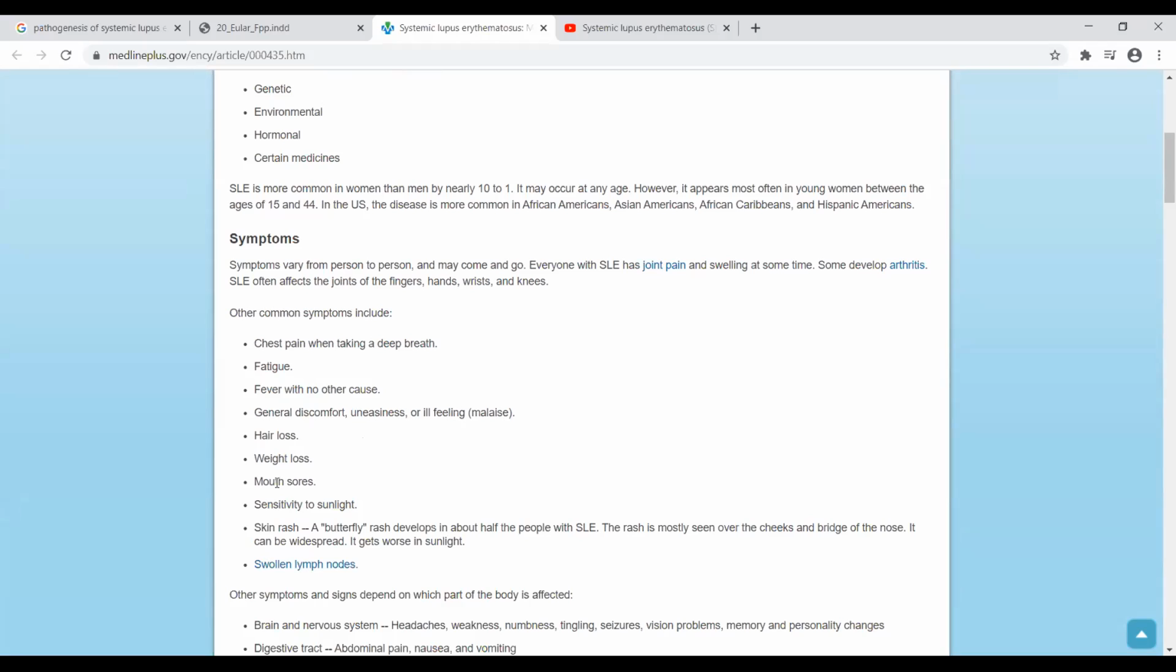Another important symptom seen in this disease is a skin rash, named the butterfly rash. The butterfly rash develops in about half the people with SLE. The rash is mostly seen over the cheeks and the bridge of the nose. It can be widespread and it gets worse in sunlight, which means these people are sensitive to sunlight. Then the lymph nodes will swell.